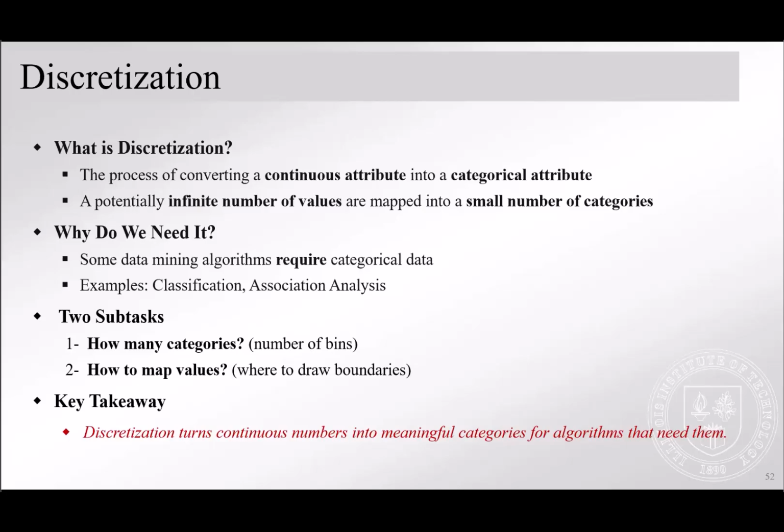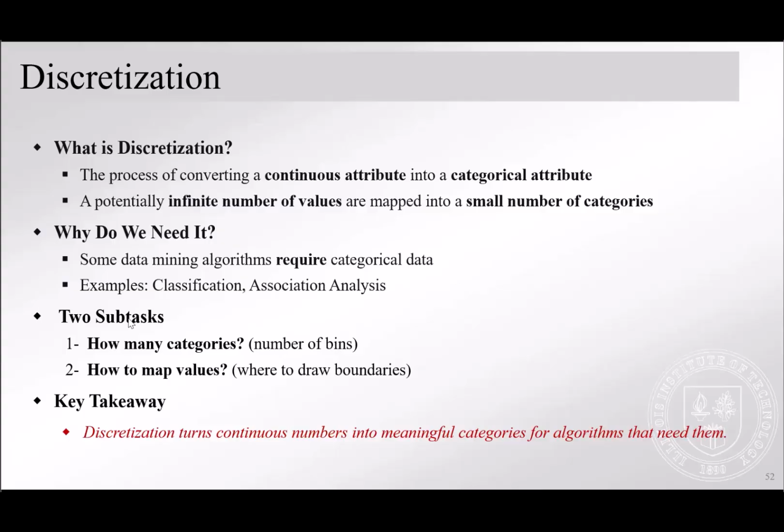So the question here, why do we do this? Because some data mining algorithms require categorical data. They cannot handle continuous numbers directly. Classification algorithms, association analysis, they need categories. So we have to map them through discretization.